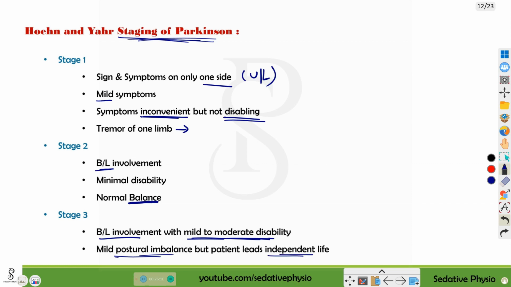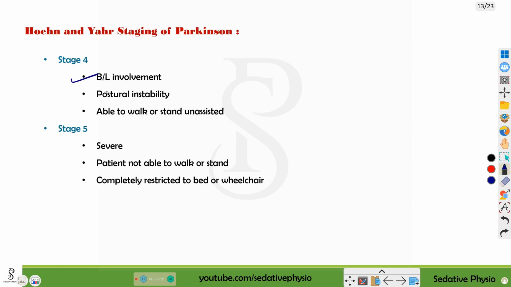Okay, after stage 3 we have stage 4. Again bilateral involvement, postural instability, and the patient is still able to walk or stand unassisted, but only up to a certain limit. Okay, now stage 5 is the most severe condition of Parkinson, where the patient is totally disabled, the patient is not even able to walk or stand unassisted, the patient is completely restricted to the bed or the wheelchair. So stage 5 is the most severe condition in Parkinson. Okay, so this was the physiotherapy assessment protocol for the patient of Parkinson.